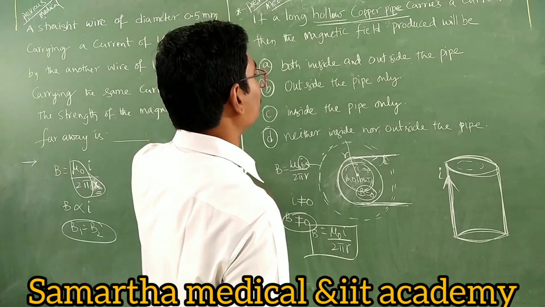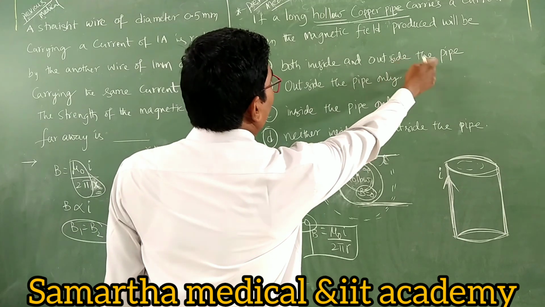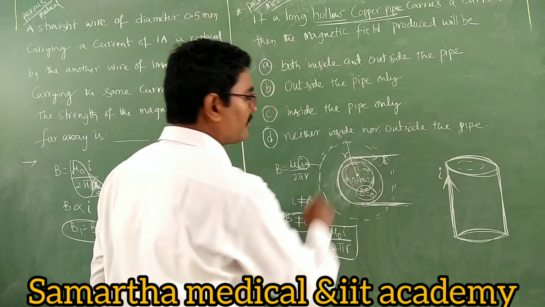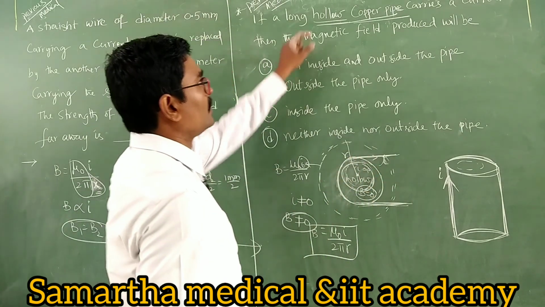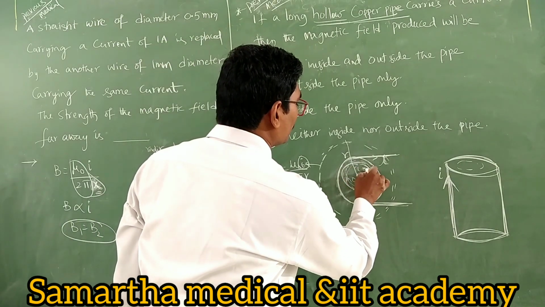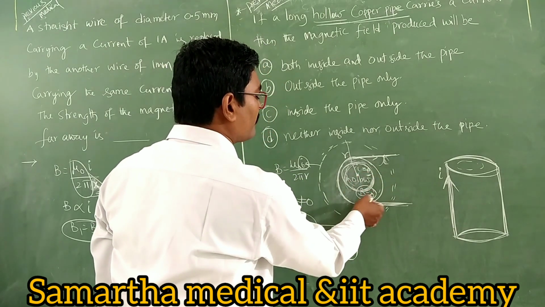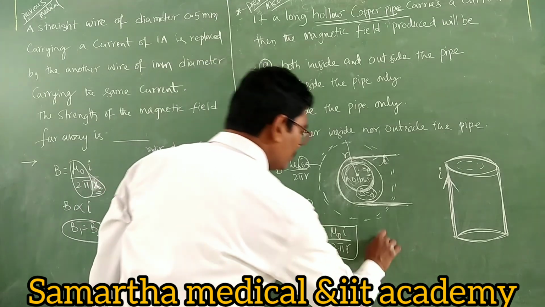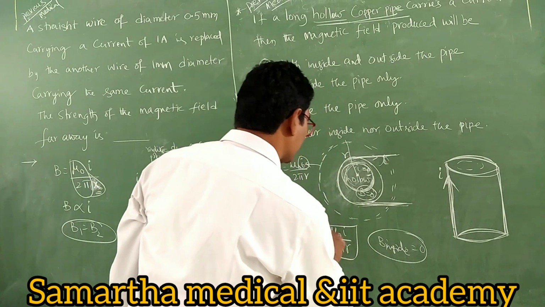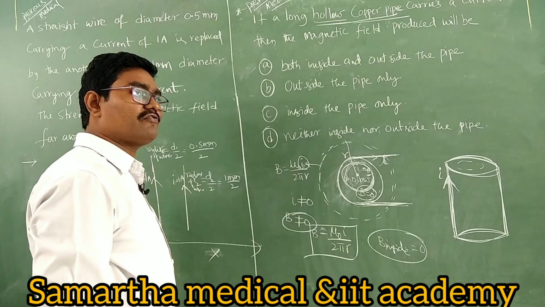So now you select the options. A: both inside and outside the pipe magnetic field is existing. Correct? Even inside you are getting a magnetic field? How? It is hollow. Hollow means the current enclosed by the Amperian loop considered inside the pipe is 0, so the magnetic field is 0. B inside is equal to 0. B outside is not 0. Now you check: both inside and outside the pipe magnetic field is present. Correct?